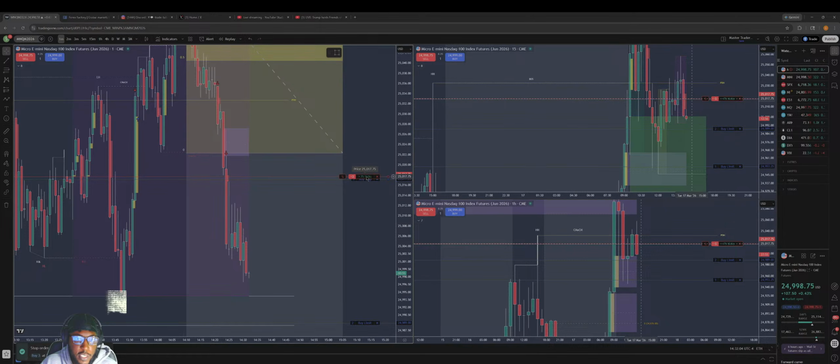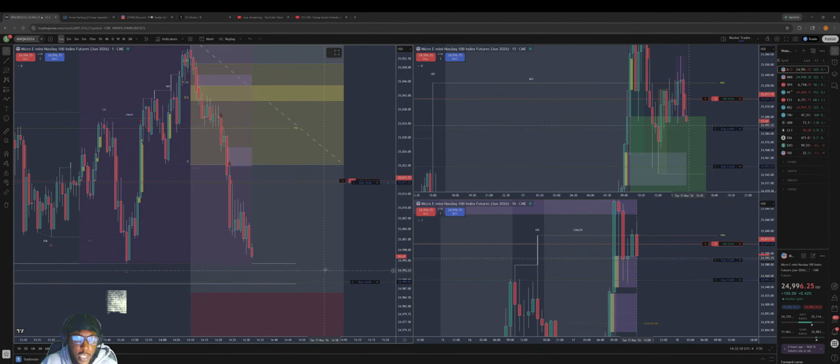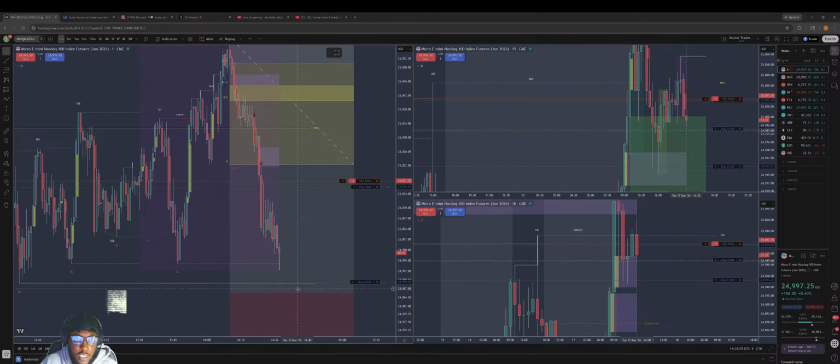I'm up 75 ticks on this trade. This is considered a risk-free trade, right? But again, we want price to continue to stay heavy. So this is what we want to see. We want to see continued downward pressure on price right here. So we're up 90 ticks so far on this trade. Again, we want to see more downward pressure to this first TP.